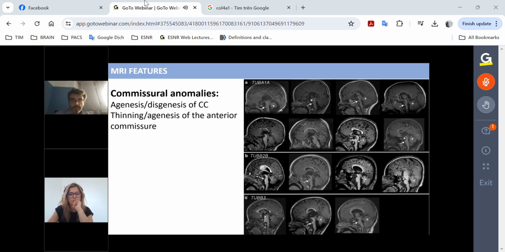Just to recap, remember the 5 things that you should consider in these cases and that can suggest the diagnosis. The commissural anomalies: you can see in a group of patients that we described how different the abnormalities of the commissures, corpus callosum and the anterior commissure, can be. Then you have the basal ganglia.